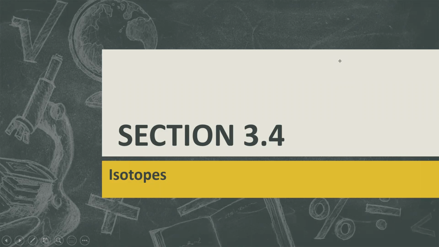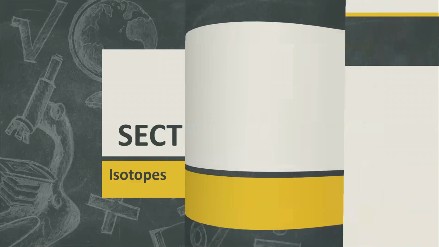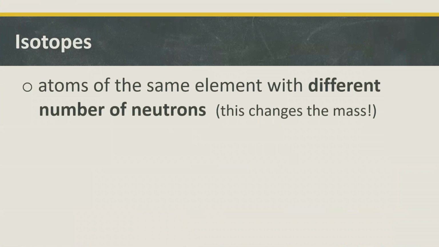So section 3.4 is going to give us an idea about why our atomic mass has a decimal, because we know we can't have portions of subatomic particles. So it's because of things called isotopes, and that's what this section is on. So what is an isotope?